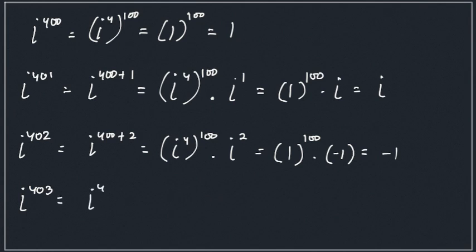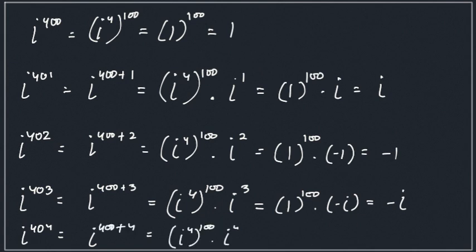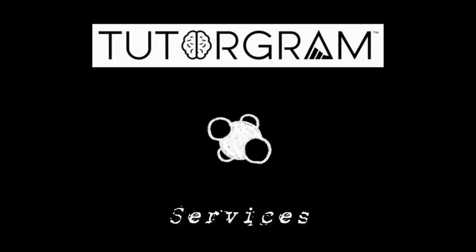For example, 403 can be rewritten as 400 plus 3. 400 is the closest multiple of 4 and 3 is the remainder. i to the power 400 is 1. i to the power 3 can be simplified as negative i. Therefore, the final answer is negative i. As i values repeat themselves every fourth multiple of the power, i to the power 404 has the same value as i to the power 400.